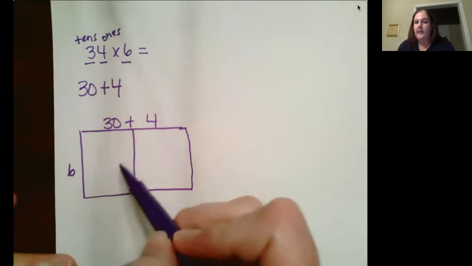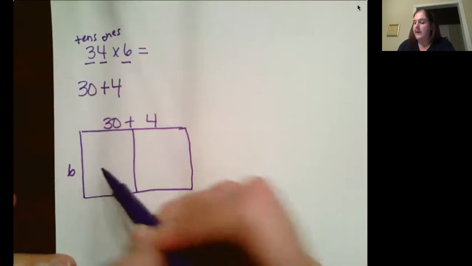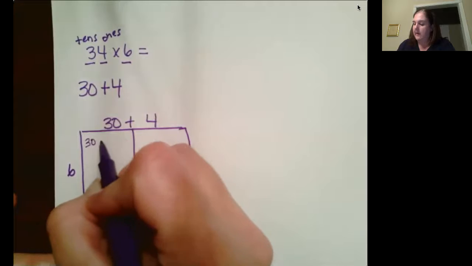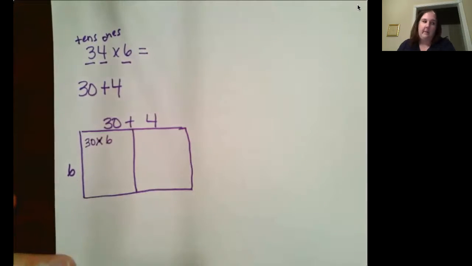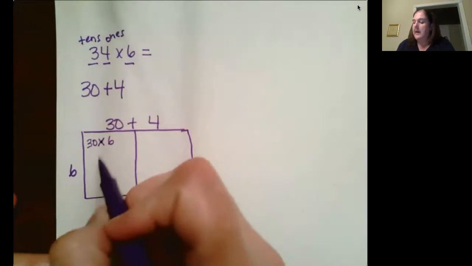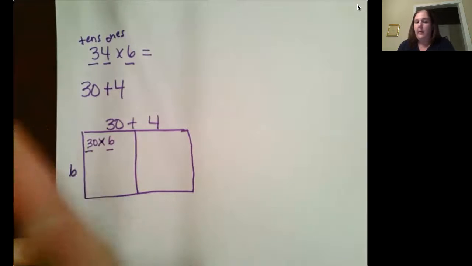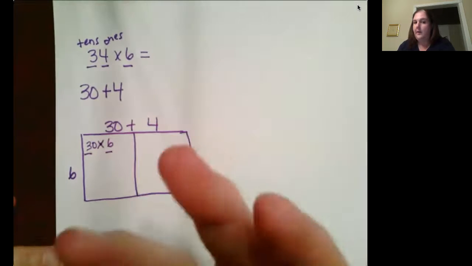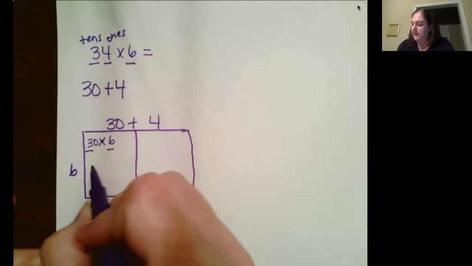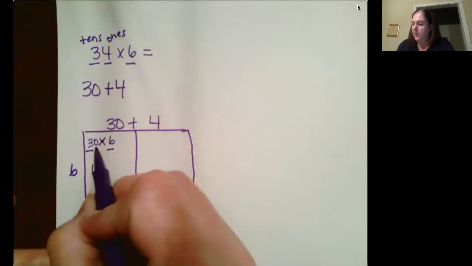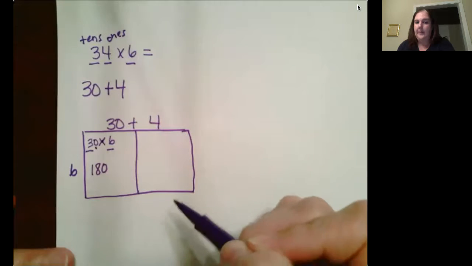All right, so now we have to decide what goes inside our box. It goes what's above it and to the side. So above it is 30. 6 is to the side. So in that first box is 30 times 6. Now remember our shortcut, multiply the non-zero numbers, 3 and 6. So 3, 6, 9, 12, 15, 18. So there's our 18. We have 1 zero, so add a 0. So 30 times 6 is 180.